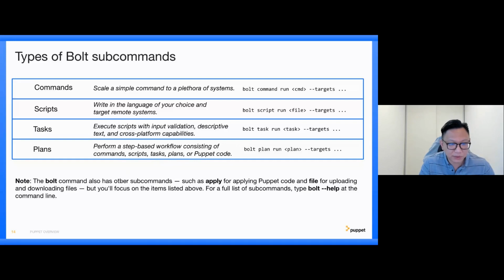So these are the formats on how you can run commands, scripts, Bolt tasks, and plans. Right. So Bolt also has other subcommands like apply, for applying Puppet code, and file, for uploading and downloading files. But we'll just focus on these four items first. And you can run bolt --help to see the full list of subcommands that you can run for Bolt.